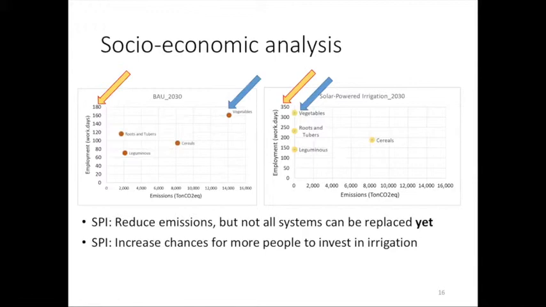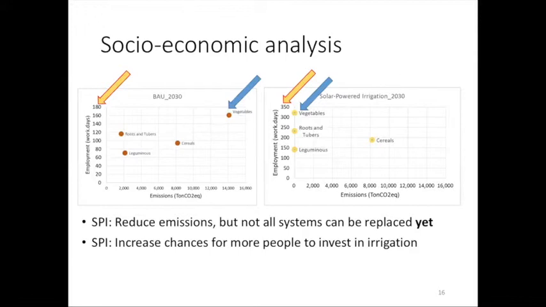Until now, we have been talking only on the side of carbon emission reduction, but the socio-economic analysis was also included here, just to evaluate how those technologies for reducing carbon emissions will perform in terms of economic profit and also the social benefits. We are using two major indicators here: one is employment and the other one is profitability.